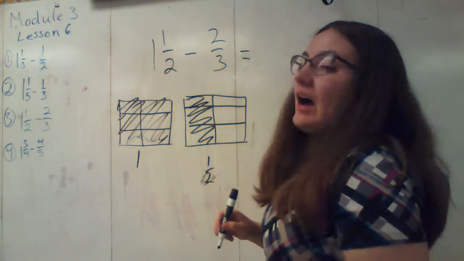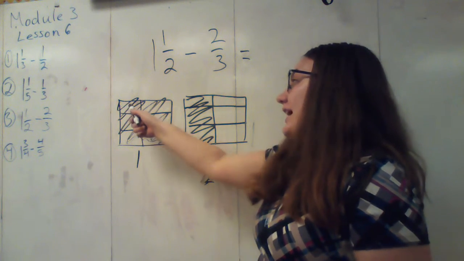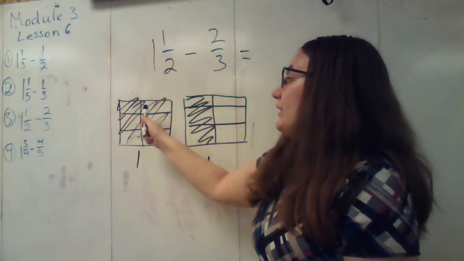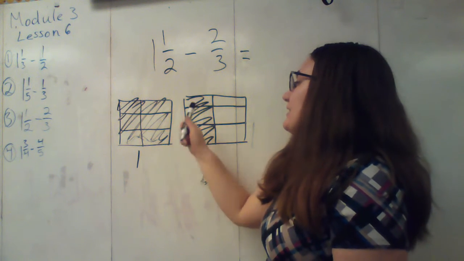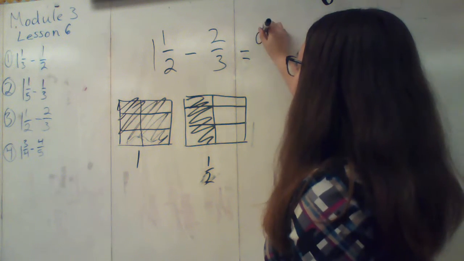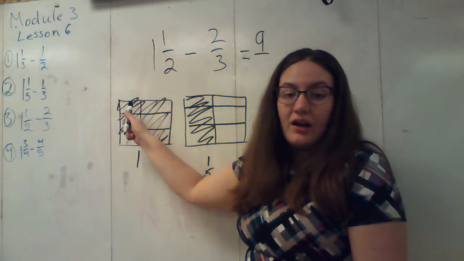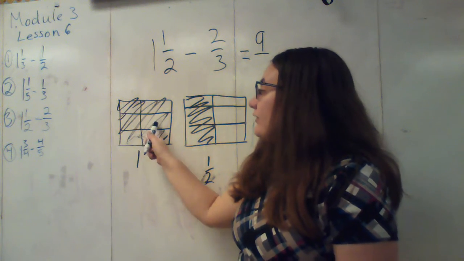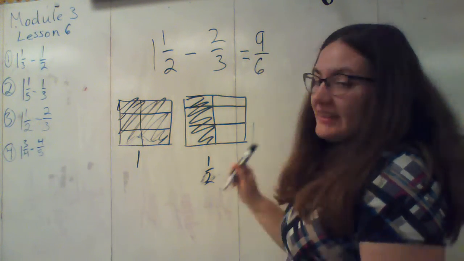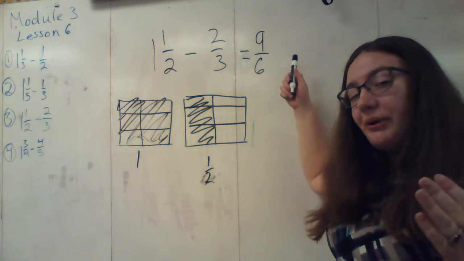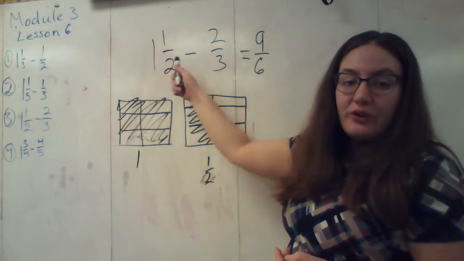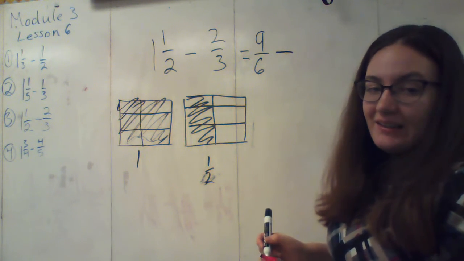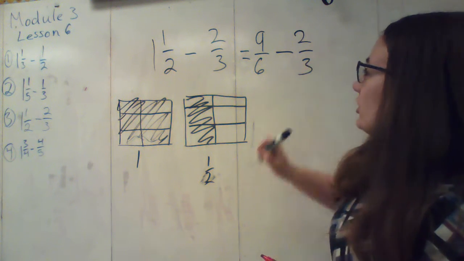Now, after I do that, I'm going to write my new equivalent fraction. So I have to first count all of the new shaded in pieces. So I have 1, 2, 3, 4, 5, 6, 7, 8, 9 over my total amount of boxes just in my first model. So I have 1, 2, 3, 4, 5, 6. I have an improper fraction, so I know I probably did this correct. And these are both equivalent fractions of each other. So I have 9/6 minus, I'm going to be subtracting 2/3.